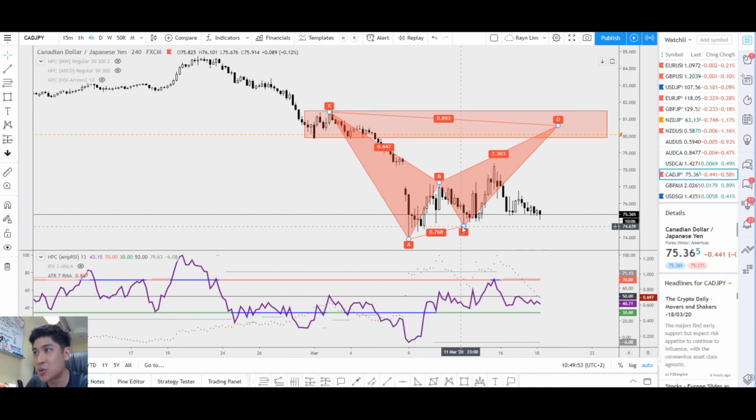I don't even need it to close below, it just breaks below. Then I will register this as a new B, C over here, as long as it didn't break A. Got it?